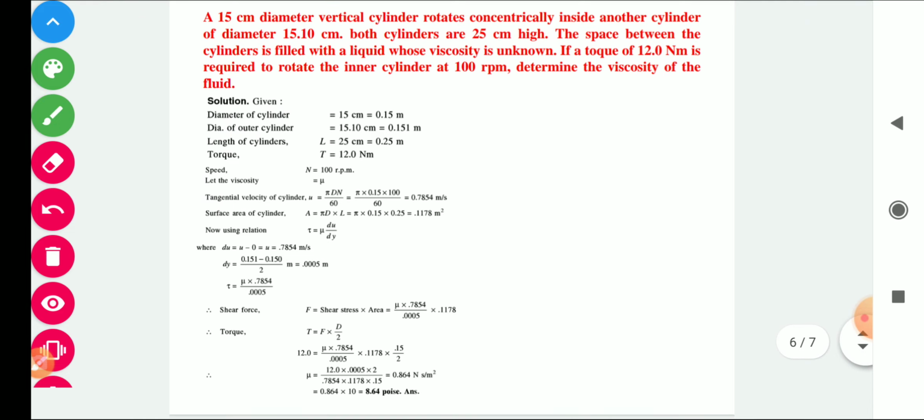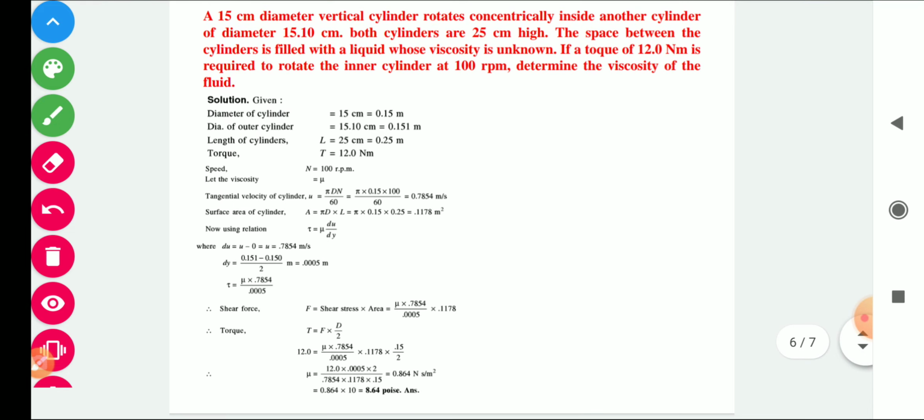So now moving to our last problem. A 15 centimeter diameter vertical cylinder rotates concentrically inside another cylinder of diameter 15.10 centimeter. Both cylinders are 25 centimeter high. The space between the cylinders is filled with a liquid whose viscosity is unknown. If a torque of 12 Newton meter is required to rotate the inner cylinder at 100 rpm, determine the viscosity of the fluid. So again we have to calculate the value of viscosity.